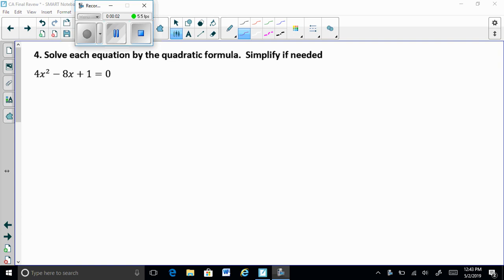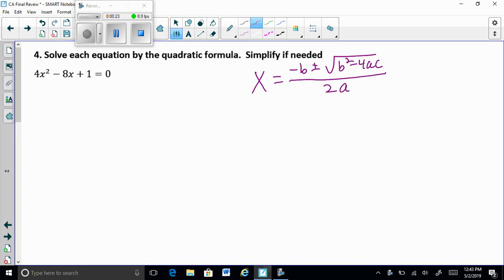Okay, so now we're going to solve using the quadratic formula. So I'm going to go ahead and start by writing that down. So negative b plus or minus the square root of b squared minus 4ac, all divided by 2a. So now all I have to do is find the a, b, c, plug them in, and simplify.